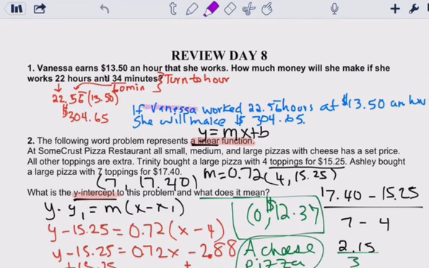This is the answer. Okay. I went over number 2 in class.